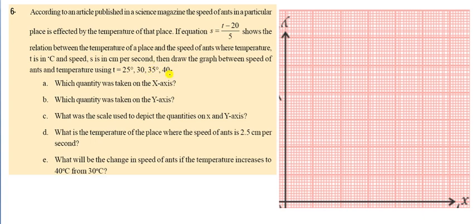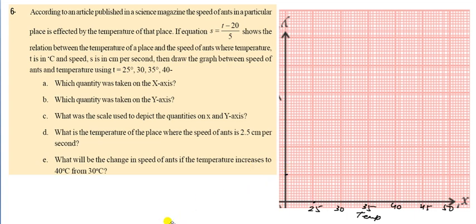35, 40, etc. So on the x-axis you can take the temperature. Here you can write temperature, starting from 25. So it is 25, 30, 35, 40, 45 and 50. And now let us see the speed.